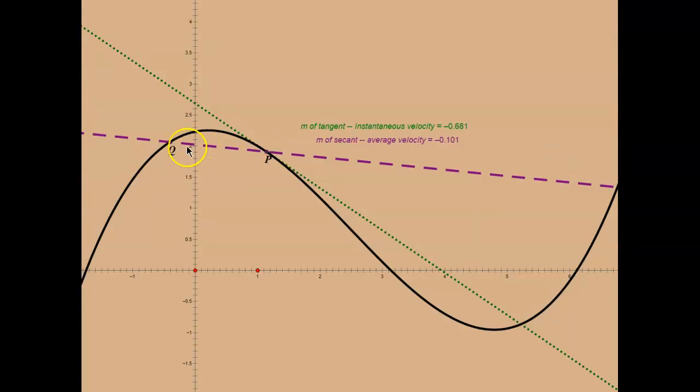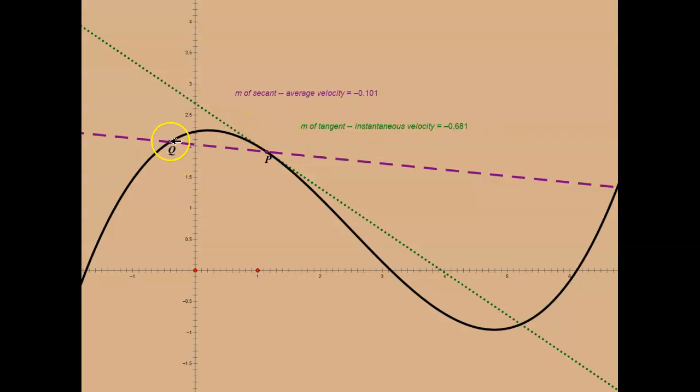So if we have P and we have Q, we can get a secant line, and the slope of the secant line has been computed here to be negative 1.01, and the slope of the tangent line is computed to be negative 0.681. So they're definitely different slopes.